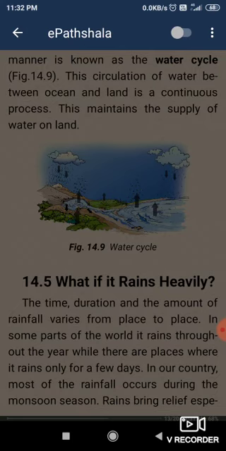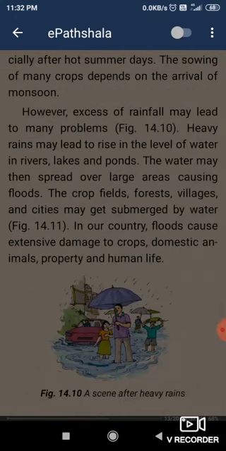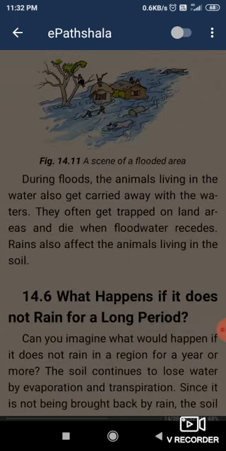However, excess of rainfall may lead to many problems. Heavy rains may lead to rise in the level of water in rivers, lakes and ponds. The water may then spread over large areas causing floods. The crop fields, forests, villages and cities may get submerged by water. In our country, floods cause extensive damage to crops, domestic animals, property and human life. During floods, the animals living in the water also get carried away with the waters.